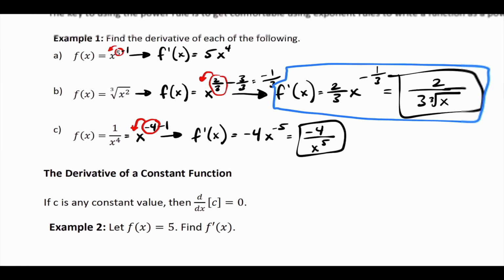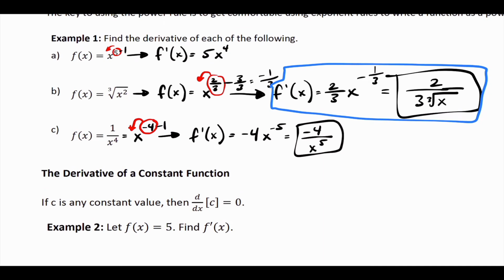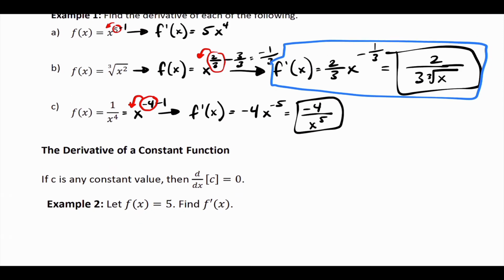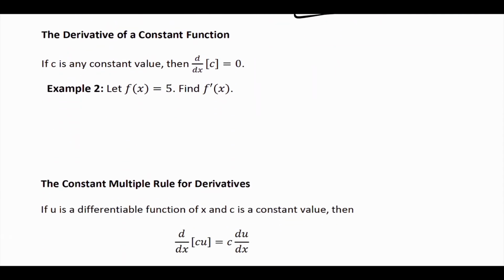All right. So that's the power rule. We're going to use that one a lot today, so we'll come back to it. We're going to use it a lot throughout the year. Power rule is probably the most commonly used derivative rule.